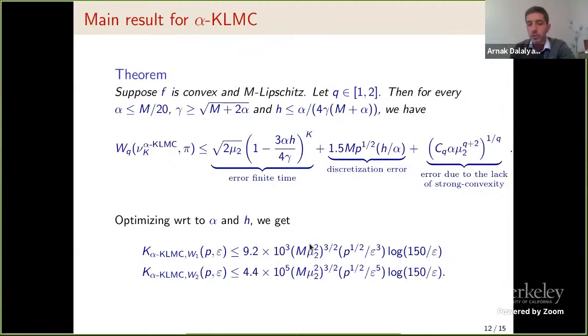Unfortunately, the condition number here, which is this m times mu squared to power 3/2, is worse than the dependence for the previous result. And I think that this is mainly due to the fact that for the KLMC, the existing results in the strongly convex situation are perhaps not optimal with respect to the condition number.